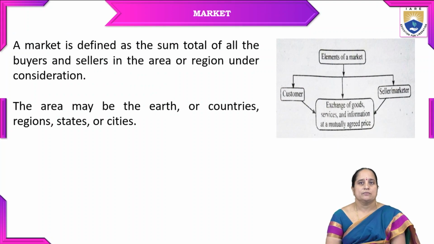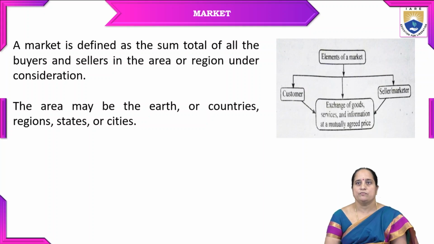Initially I'm going to start with market. In general, whenever we use the word market, market means a place where the buying and selling activities of goods take place. In case of a market, the exchange activity is an economic activity. The buyer promises to pay some amount to the seller. In return, the seller promises to deliver the goods or services to the buyer. A market, in simple terms, is defined as the sum total of all the buyers and sellers in the area or region under consideration. The area may be anything, it may be earth or other countries, regions, states or cities. So it is a place where both buyers and sellers together come to do an exchange activity.